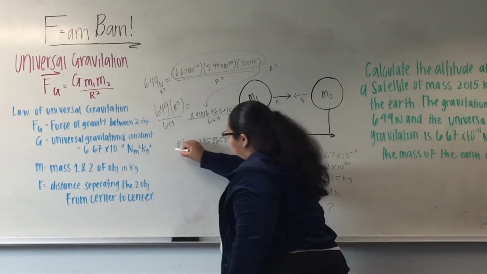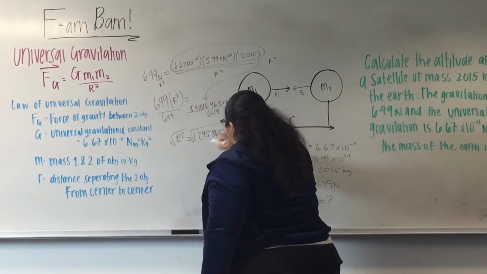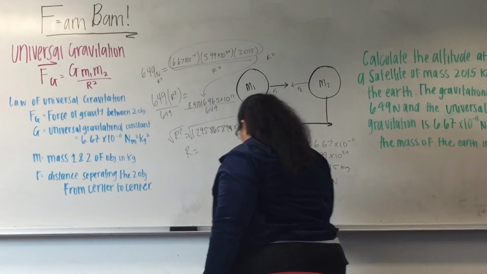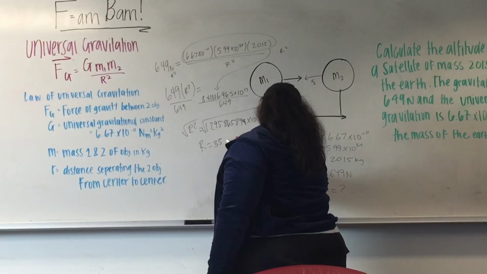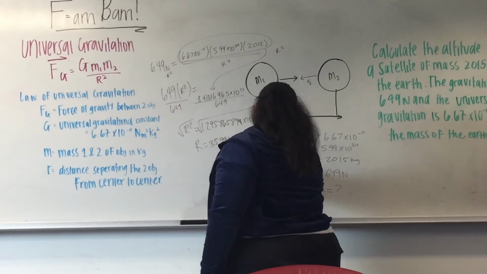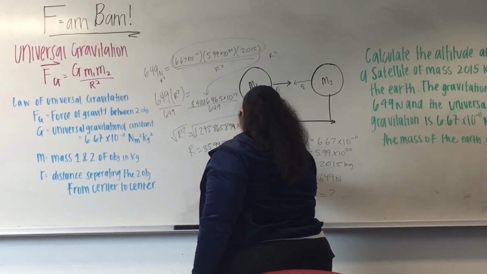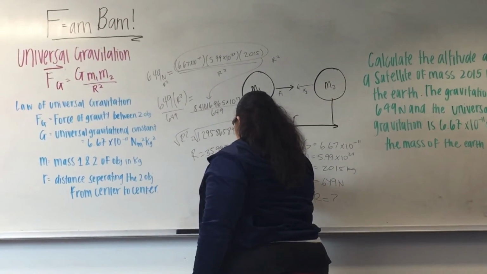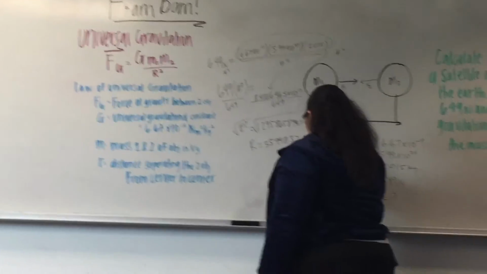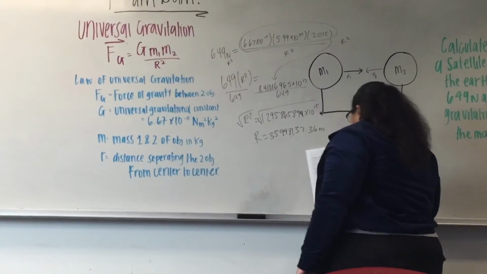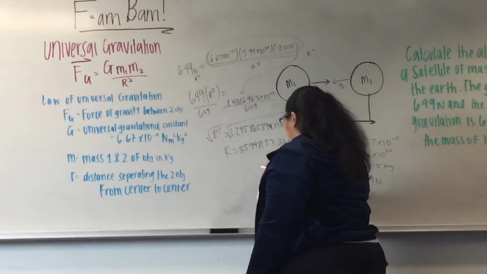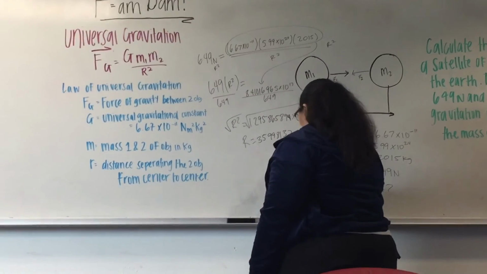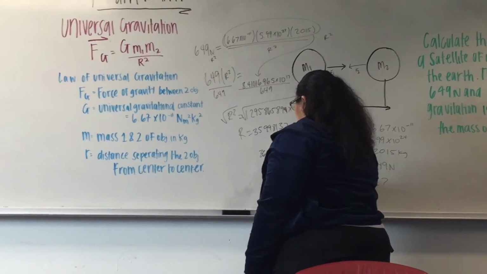Alright, it's r squared, so we'll take the square root of that. And our r, which is what we're trying to solve, is 8137.36 meters. Or you can convert this to kilometers, which is 36,000 kilometers.